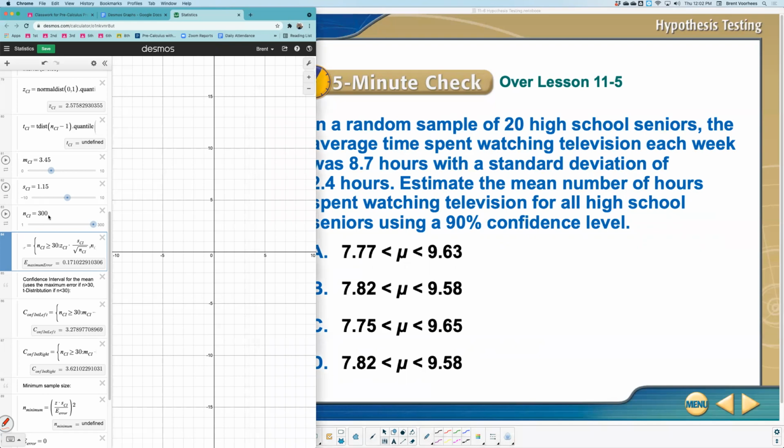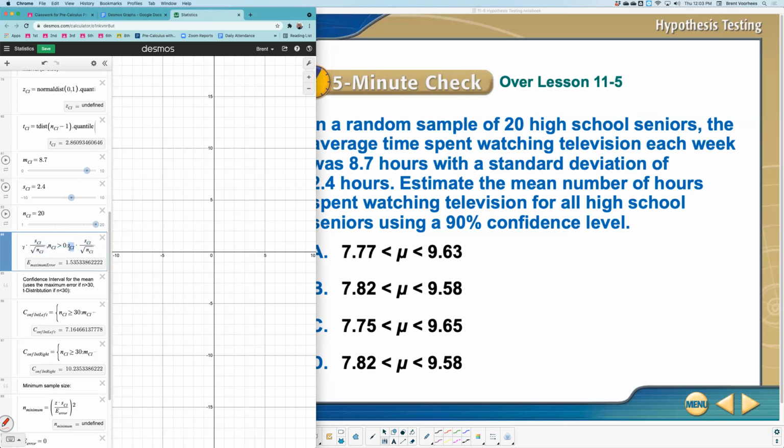This time I'm dealing with 20, which would mean I'm not going to use the Z-score value or the normal distribution. I would use the T distribution because I'm less than 30. The mean here was 8.7 hours with a standard deviation of 2.4. So given this information, the maximum error is going to be calculated using the T-score value.